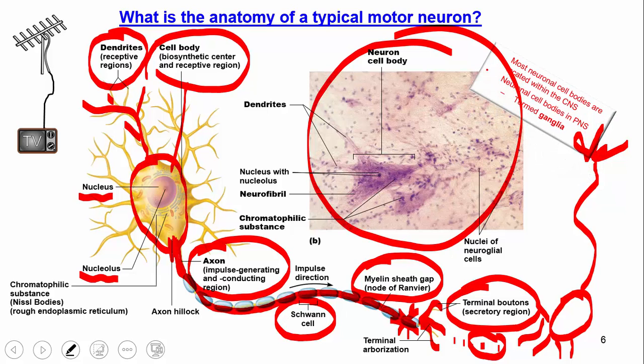A few other notes here. I'm sort of blocking them with my little writing here. I apologize, but on your PowerPoint you'll see it. Most neural cell bodies are located within the CNS, right, the central nervous system. When you have neural cell bodies in the peripheral nervous system I mentioned on the previous slide, they're called ganglia. Then one more thing to mention, if you have a very long axon, it's called a nerve fiber.